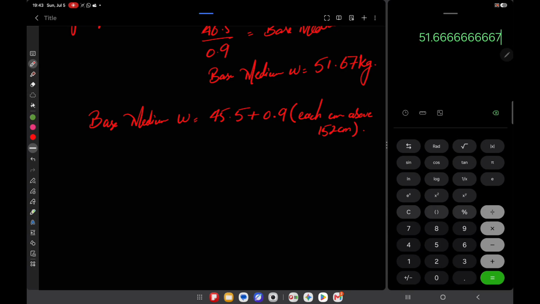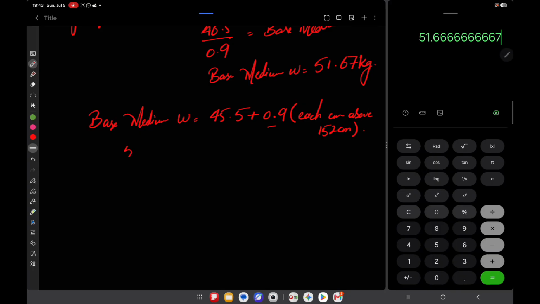So for example, if height is 154, then we will multiply 2 with 0.9. If it is 156, we will multiply 4 with 0.9, and so on. So we don't know what the height of Katy is. We have to find that.